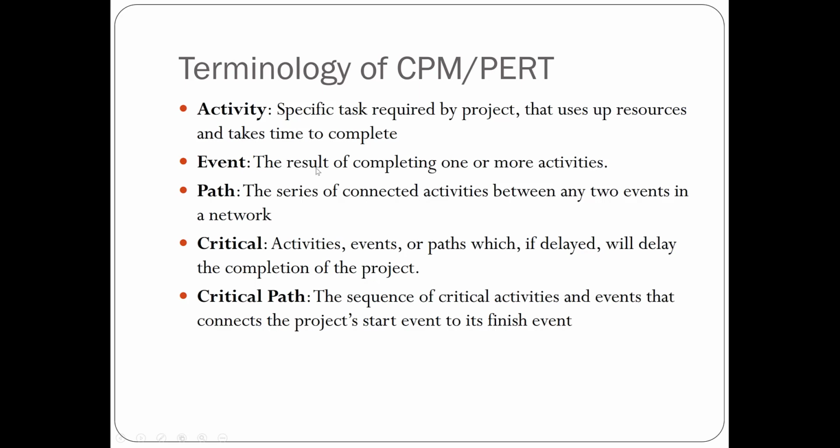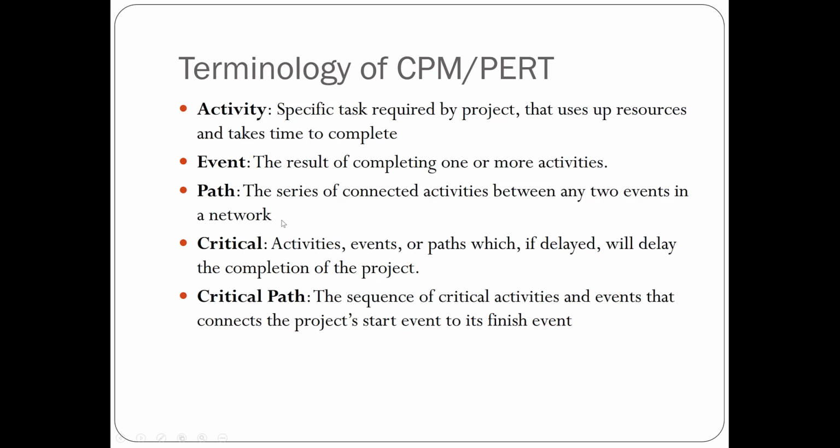An event is the result of completing one or more activities. For example, if the research is done, then that's an event. So the research itself is an activity, but when that activity is completed, then we call that an event. When research is done, so when that event happens, we can move on to the next stage of your design. And a path is a series of connected activities between any two events in a network.